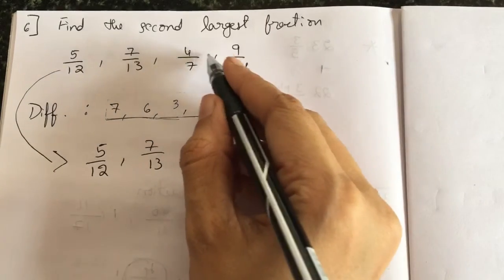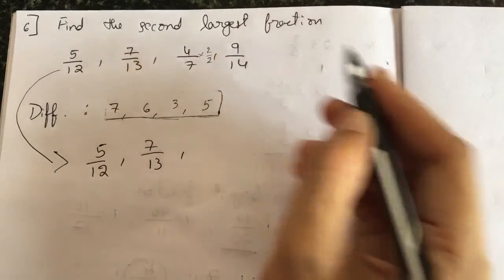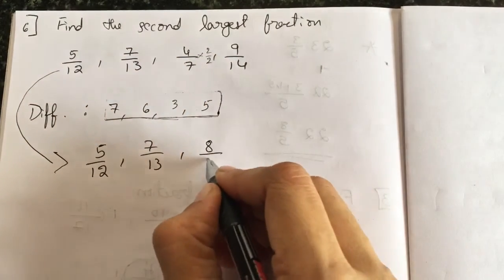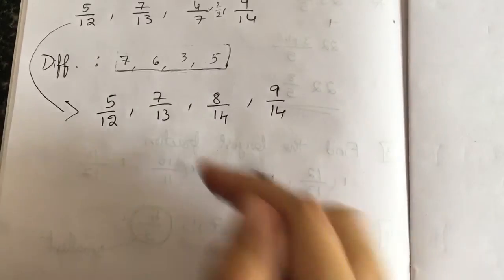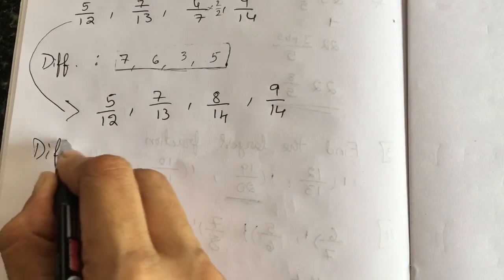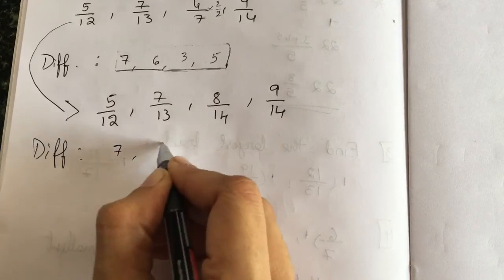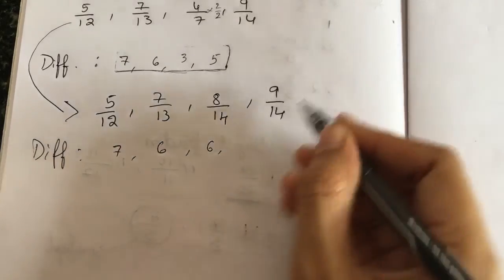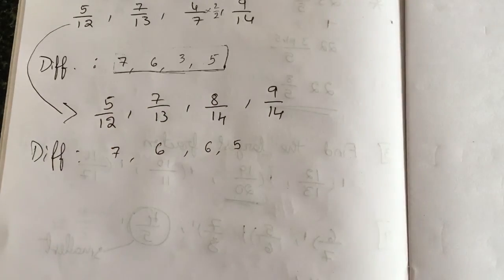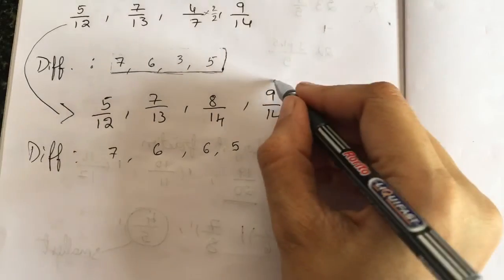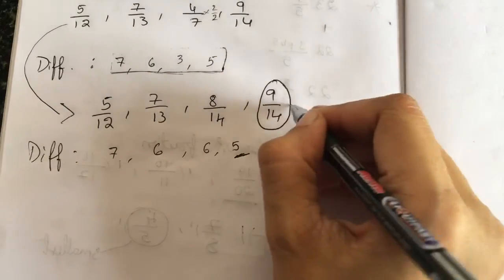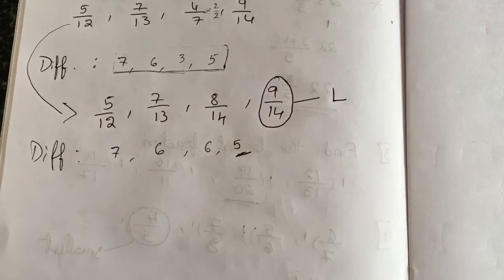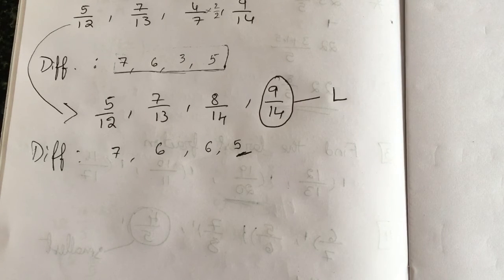So this I'm just multiplying and dividing by 2, so that it will be 8 by 14 now and 9 by 14. Now you look at the differences. It's 7, 6, 6 and 5. So this fraction has got less difference, right? So this is the largest one. But what is asked? It's asked to find the second largest.